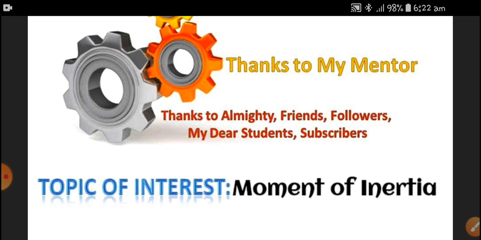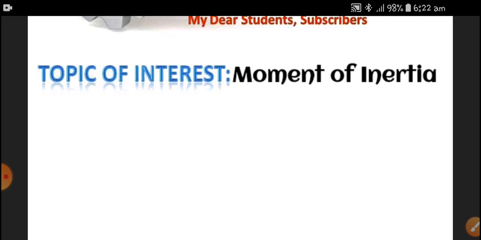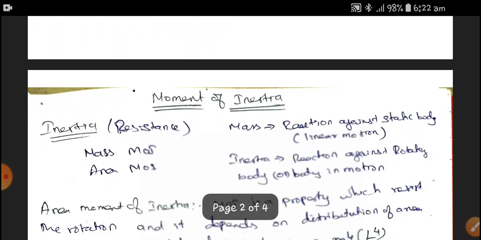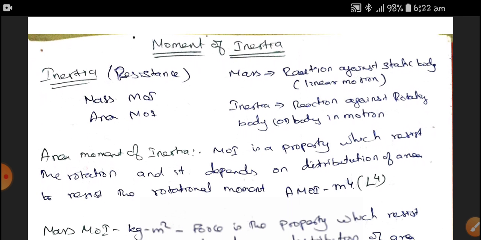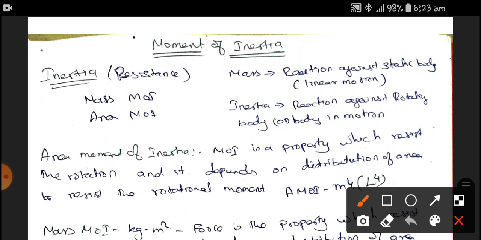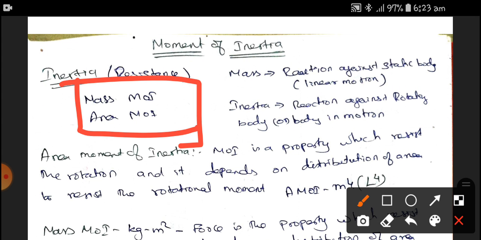So let me go into detail. The moment of inertia is available for all bodies, whether they have a definite shape or an indefinite shape, and we can also calculate the moment of inertia. The moment of inertia is categorized into two types: area moment of inertia and mass moment of inertia. I have mentioned here mass moment of inertia and area moment of inertia.